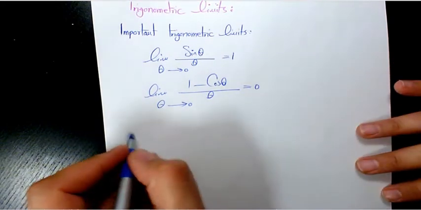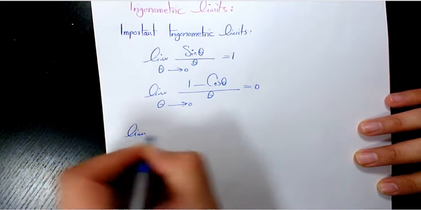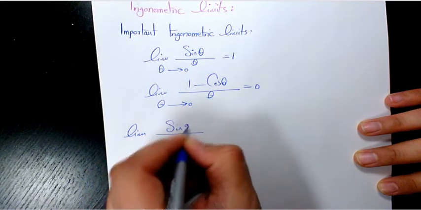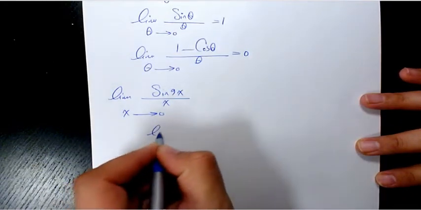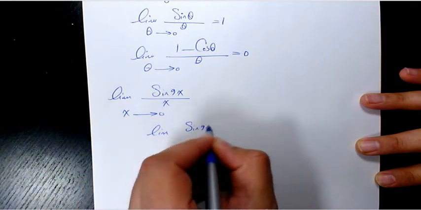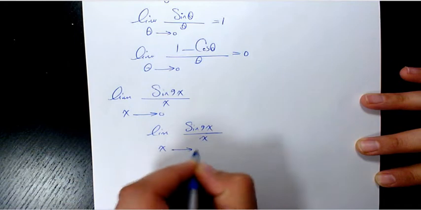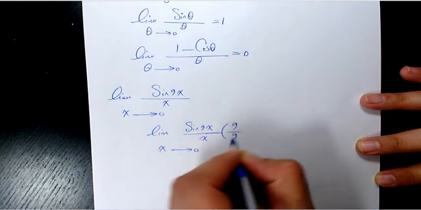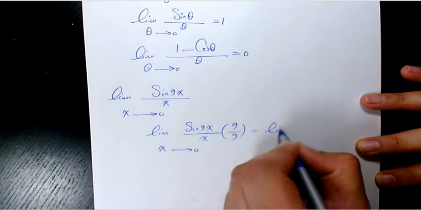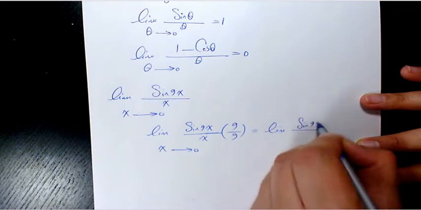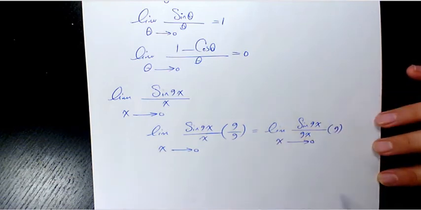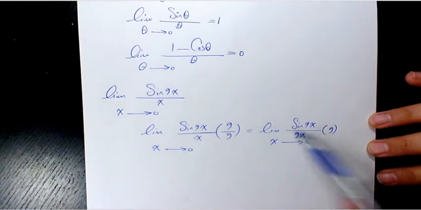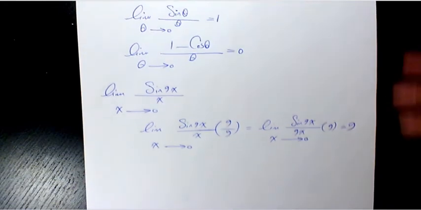The first example says: limit of sine 9x over x when x approaches 0. How to deal with this? We're going to say the limit of sine 9x over x when x approaches 0. You multiply both numerator and denominator by 9. So it's going to be the limit of sine 9x over 9x times 9 when x is approaching 0. This part is going to be 1, times 9, is going to be 9.